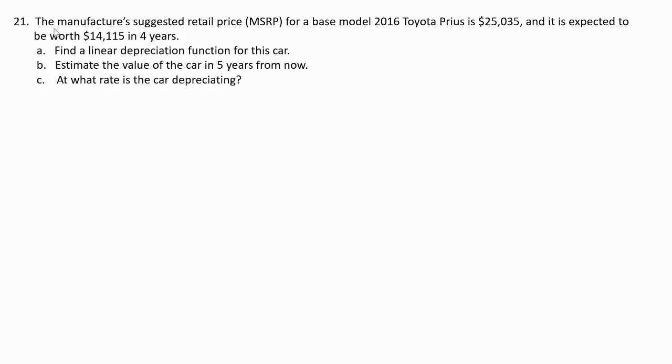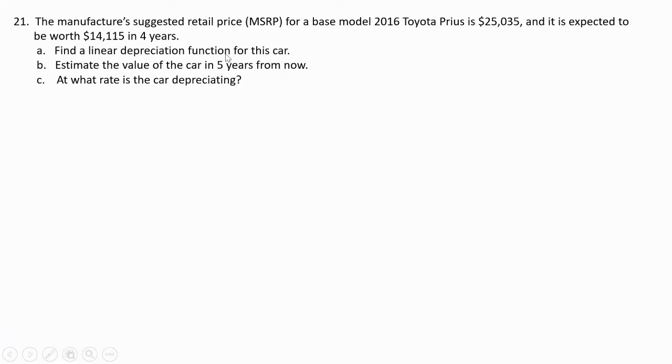So this has 3 parts, and this is actually one of the homework problems from the book. For A, they want you to find a linear depreciation function for this car. Hey guys, all this means is to find the line in y equals mx plus b. That's all it means. And after you get the line, they want you to estimate the value of the car in 5 years from now.